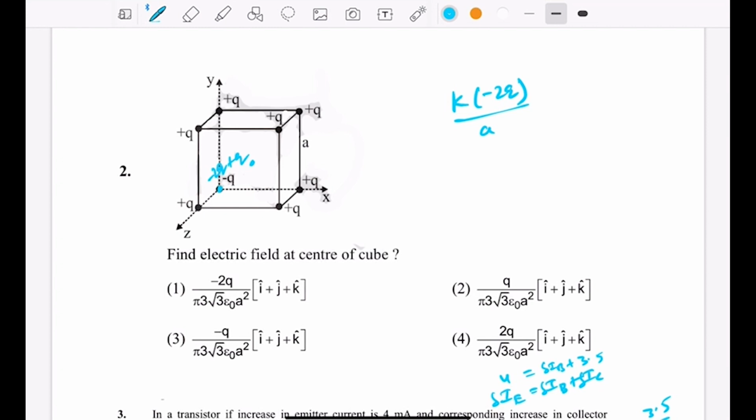So if a cube of side a, that will be root 2a, root 3a. So root 3a by 2 is the distance from the center to this point. Root 3a by 2 whole cube into r bar. So r bar will be i plus j plus k by root 3, a unit vector I have to write. The distance I have to multiply again. Oh my god.